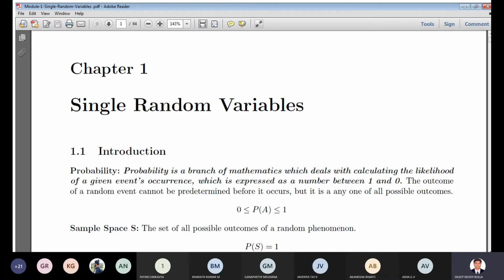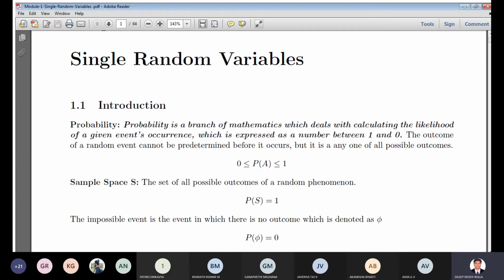I am writing here single random variable as one definition. I don't know, I want to learn about it. What is a single random variable? How to represent that mathematically? All that I learn.